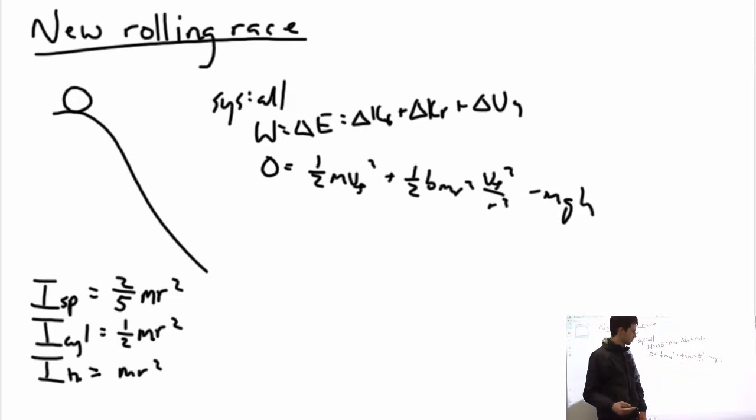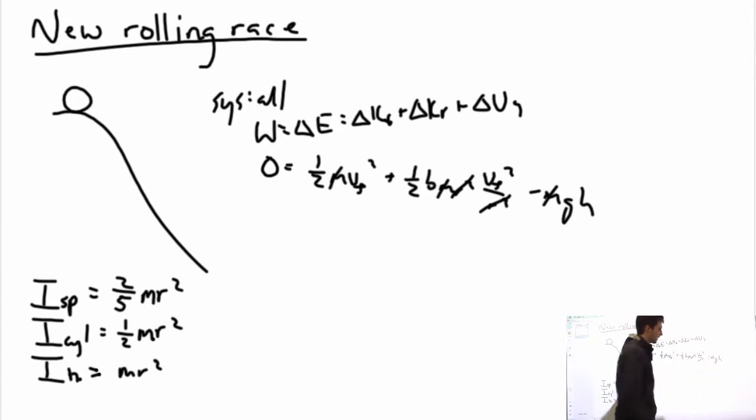And something looks really good right now. I notice my r's cancel, so it's independent of r. And also, if I divide everything by mass, my mass cancels. So it's independent of mass. And so we lucked out by using the work energy theorem because we don't have to worry about any information that we don't have.